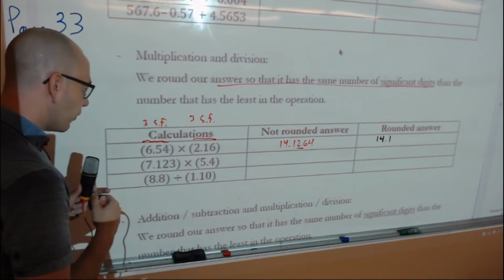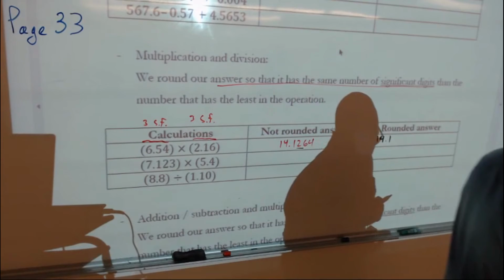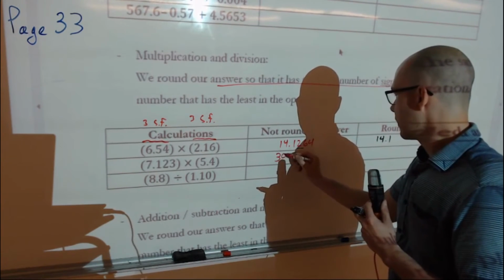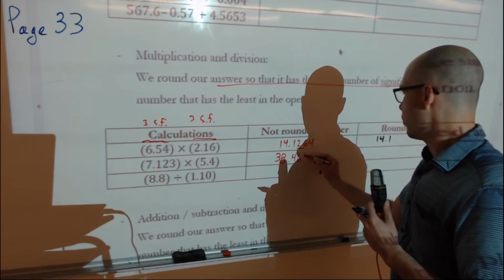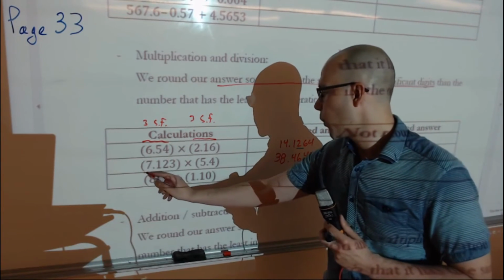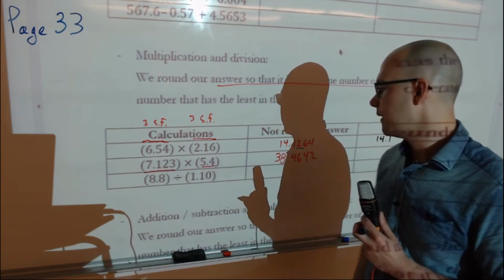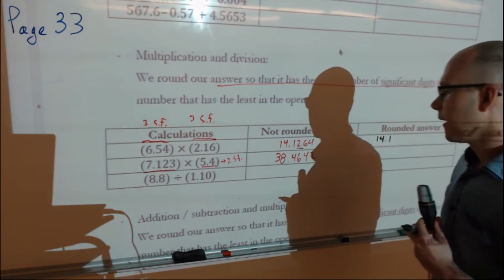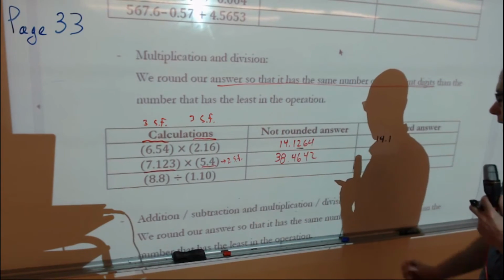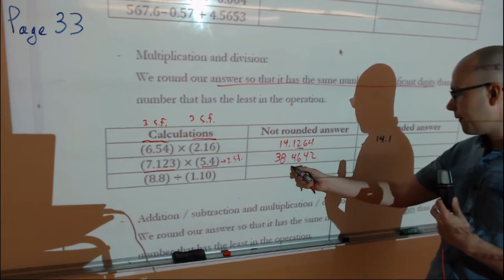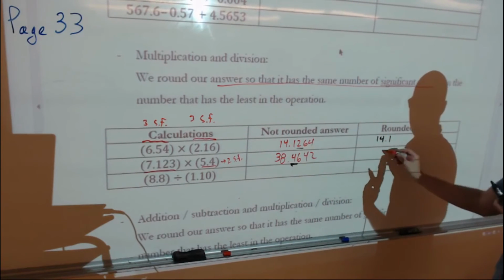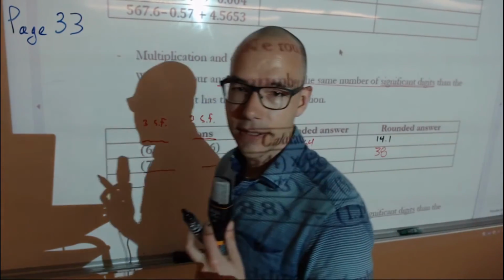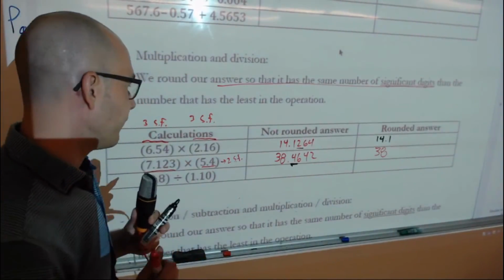Same thing for the next one. We're going to do the multiplication, and we will get 38.4642. We have 4 sig figs and 2 sig figs. So we're going to keep 2 sig figs because we keep the least. So we have 1, 2. It's followed by a 4. So we're going to keep 38 as the final result, the rounded answer of this.